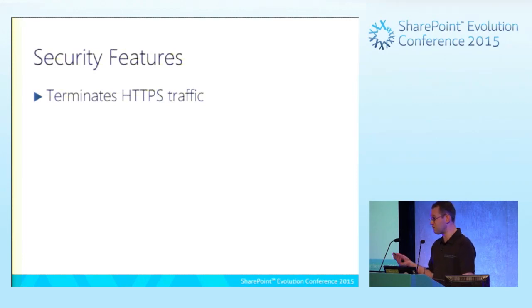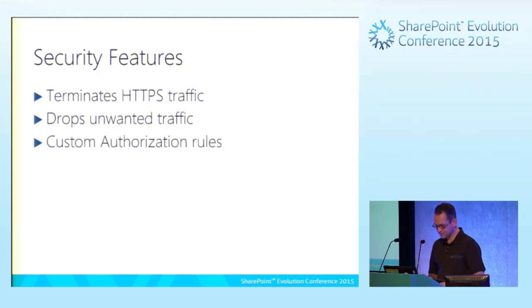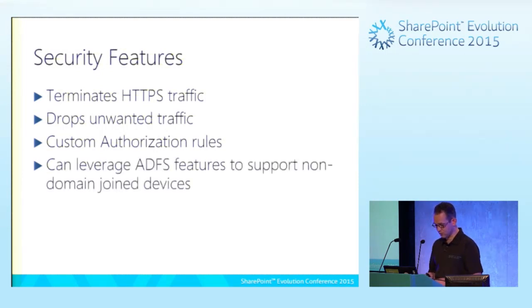So it terminates the HTTP traffic, and then it makes a new connection to SharePoint. That's what it says in this first line. Luckily, it also drops unwanted traffic. That's okay. You can use custom authorization rules where you can configure who can and cannot use your SharePoint site from the outside. That's based on claims. That's something you can configure in ADFS itself. Also fairly simple. We'll see that in a demonstration.